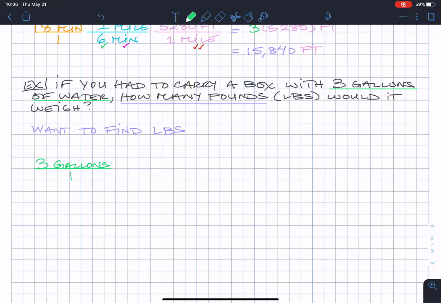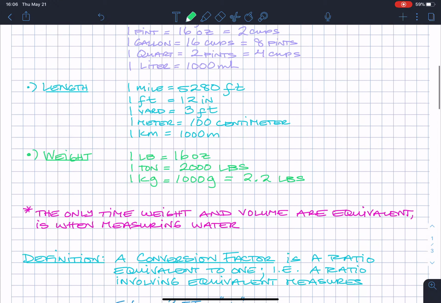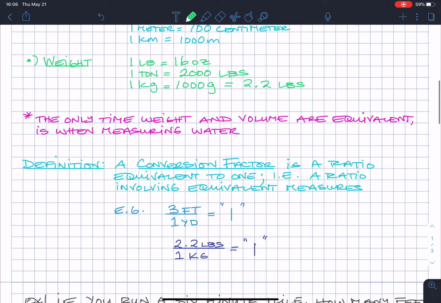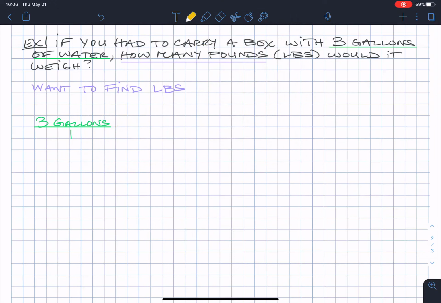So how do I go from 3 gallons, which is a volume, to pounds, which is a weight? Well, let's see. Because it's water, what I can do is I can translate a gallon into, at the very least, cups. So 1 gallon is 16 cups. So my next conversion factor, in order to reduce the units of gallons, I'll put gallons on the bottom. So 1 gallon is the same as 16 cups. So now I can reduce the units of gallons.